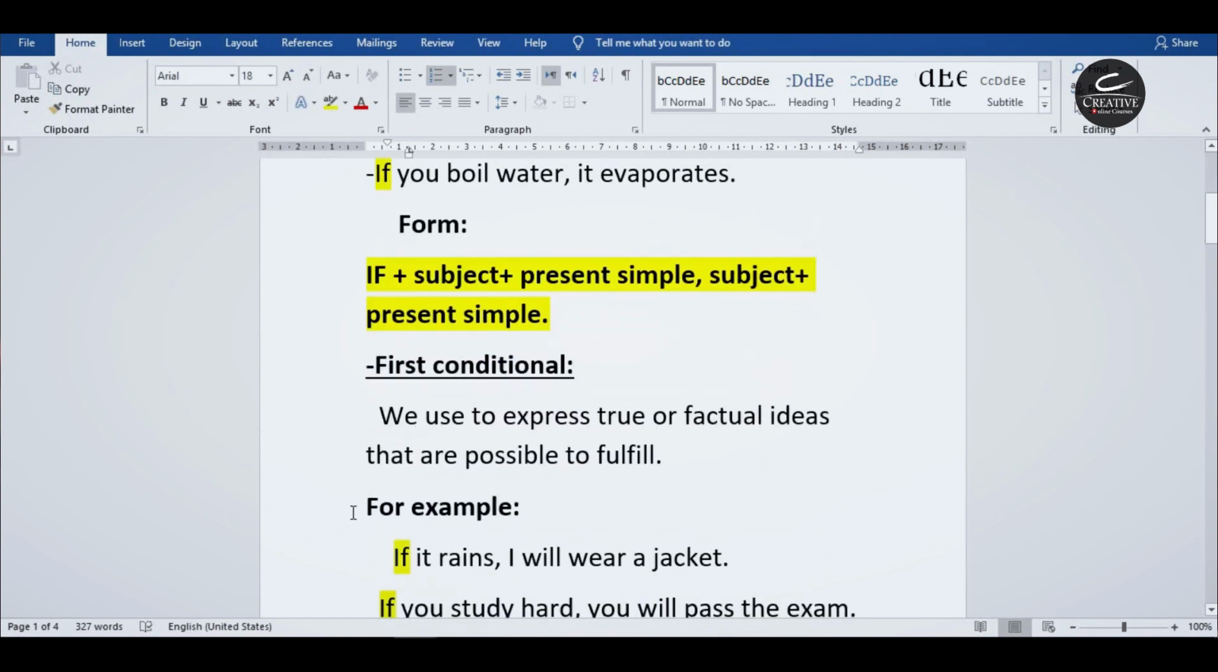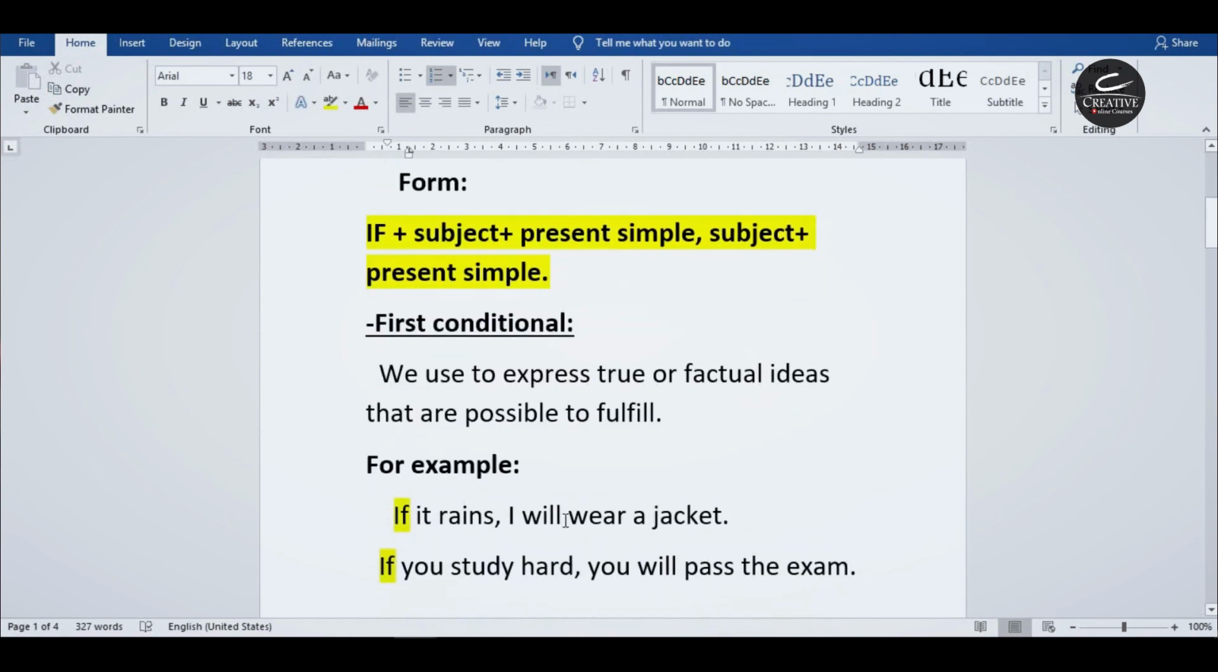Okay, in the first conditional also, we can use any of the modals instead of will. We can say, for example, if it rains, okay, I will wear a jacket, or if it rains, I may wear a jacket. So this is the end of our session today. We discussed the conditionals of if and how to use each one of them.